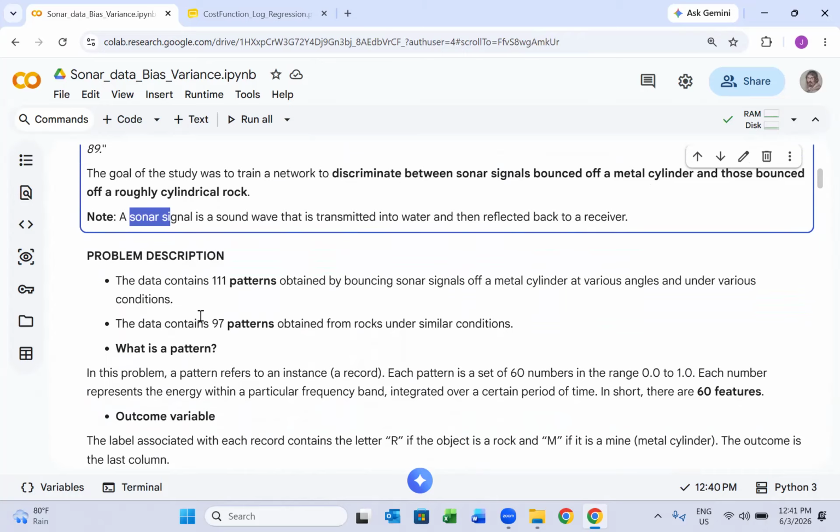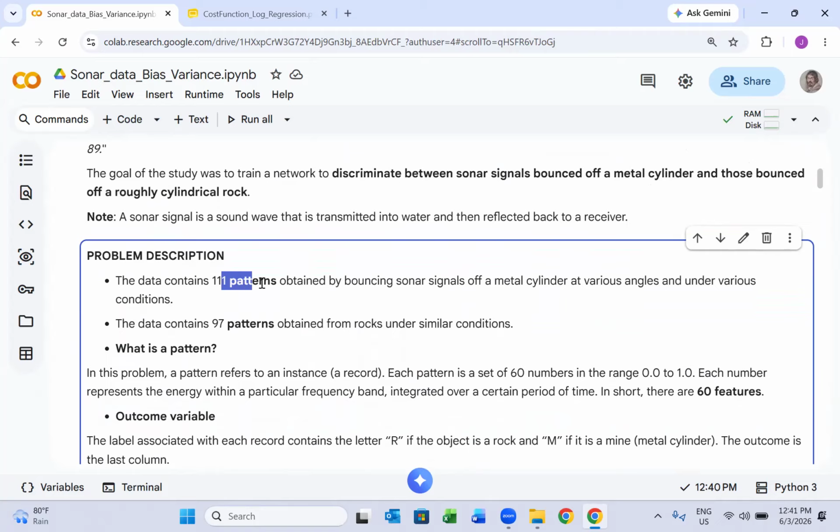A little bit more about the data. The data contains 111 patterns obtained by bouncing sonar signals off a metal cylinder at various angles and under various conditions. It also contains data about 97 patterns obtained from rocks under similar conditions. Okay, if you're wondering what a pattern is, a pattern in this problem is simply an instance, a record. So patterns refers to just records, observations, okay? So in this data, we have a total of 111 plus 97, 208 patterns or 208 observations, okay?